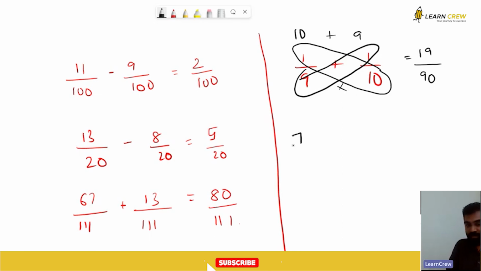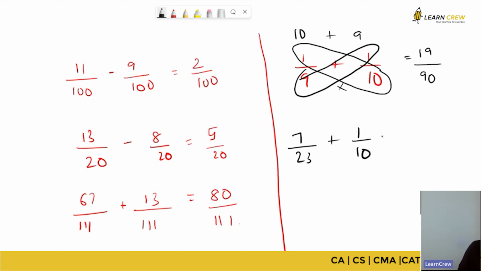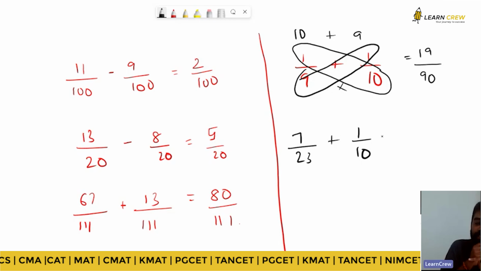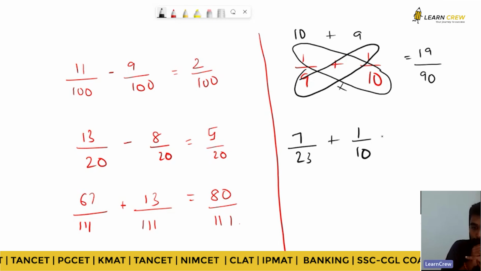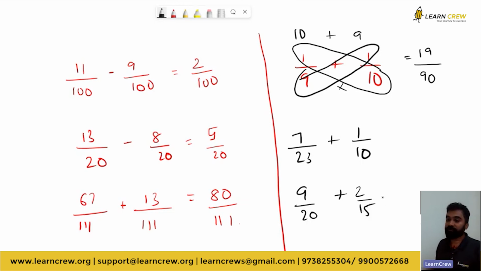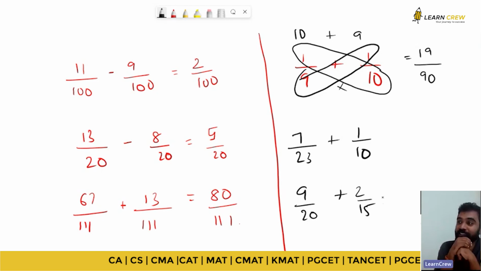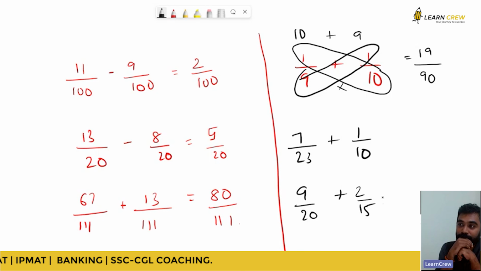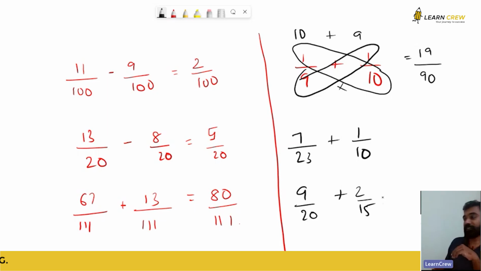Okay, next one. 7 divided by 23 plus 1 divided by 10. Answer for this, quickly. 93 by 230. Next one. 9 divided by 20 plus 2 divided by 15. Answer. 9 by 20 plus 2 by 15. 41 by 60. 175 divided by 300. Whatever simplifying you can do, just do it.